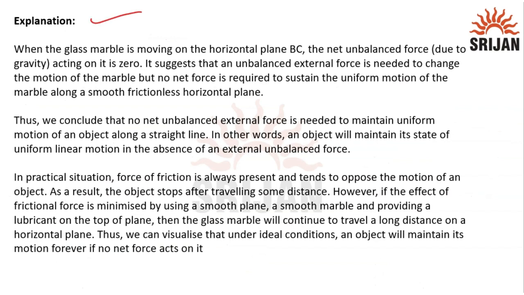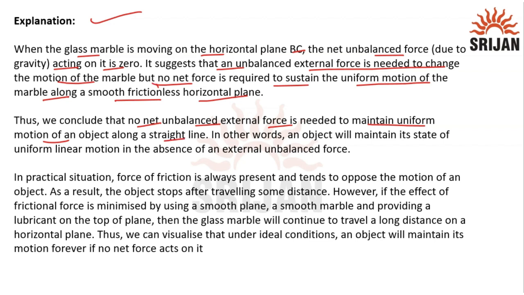Now, what is the explanation? When the glass marble is moving on the horizontal plane BC, the net unbalanced force due to gravity acting on it is zero. It suggests that an unbalanced external force is needed to change the motion of the marble, but no net force is required to sustain the uniform motion of the marble along a smooth frictionless horizontal surface. So we can conclude that no unbalanced external force is needed to maintain the uniform motion of an object along a straight line.